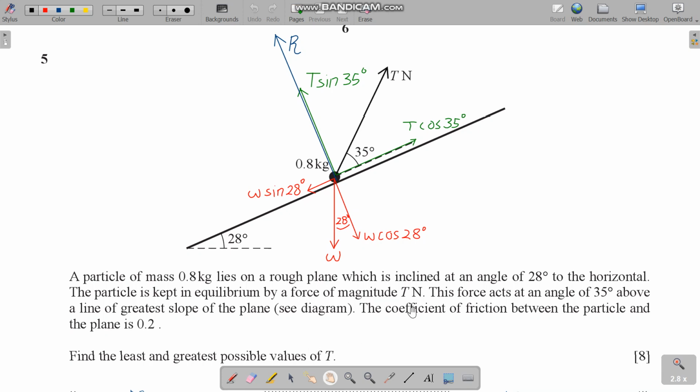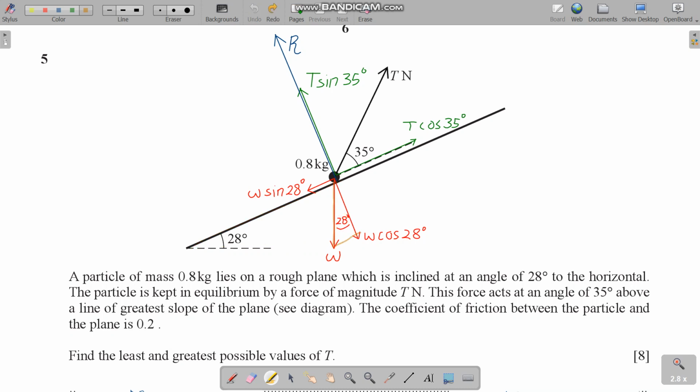So first of all, we have to split the weight force. The weight is vertically downwards, but we can split it into W cos and W sine. Just look at this right angle triangle. This is a right angle. If this is 28, this must be 90 minus 28, which is 62. So if this angle is 62, this is again 90 minus 62, so we get 28. So this angle is also 28.